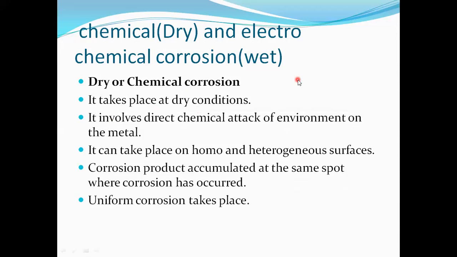The theories of corrosion have two classifications. The first is dry corrosion, and the second is wet corrosion. I'm repeating: the first classification is dry corrosion, and the second is wet corrosion. What is dry corrosion? Dry corrosion takes place in a dry environmental condition.